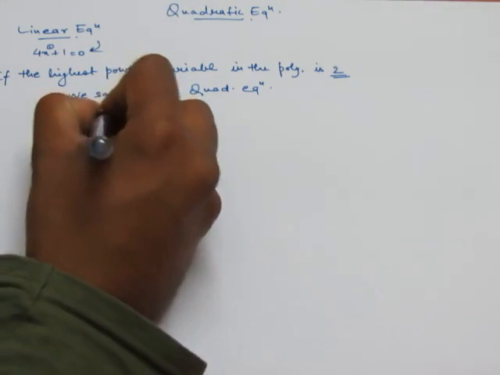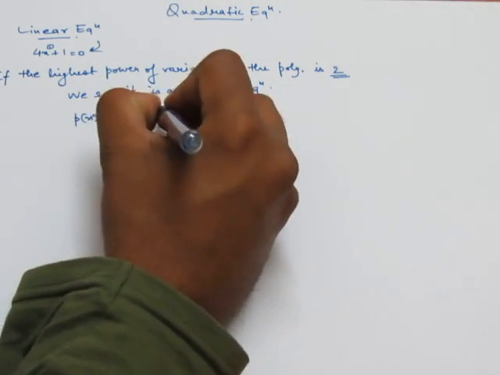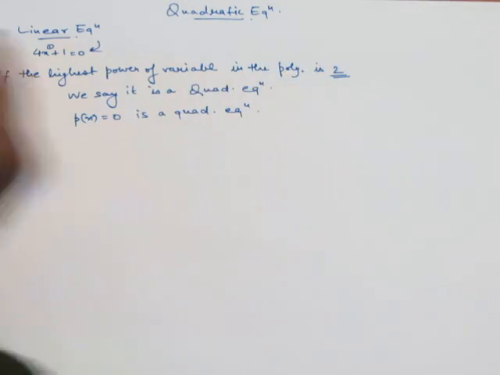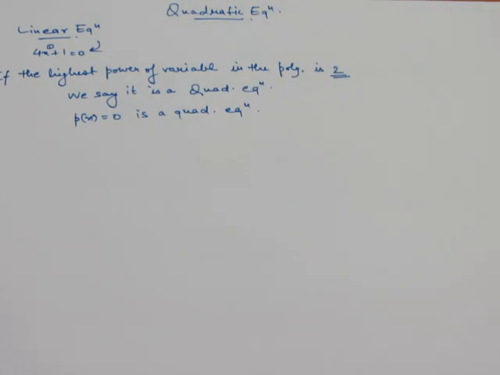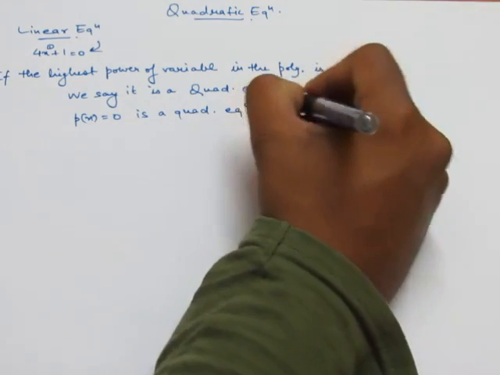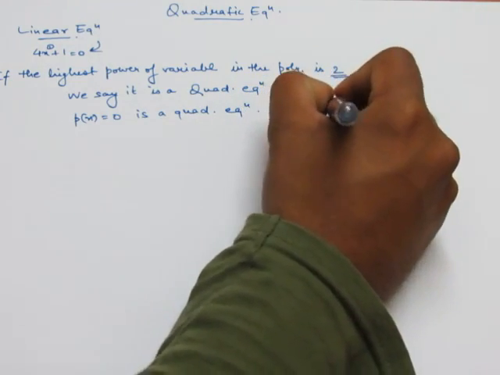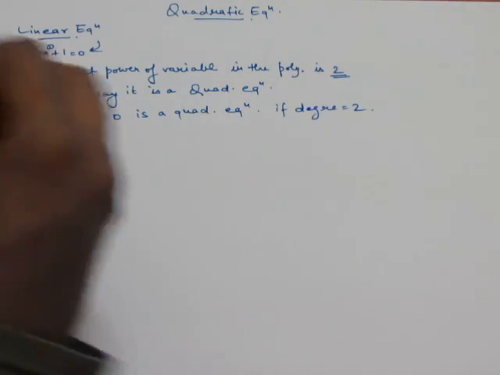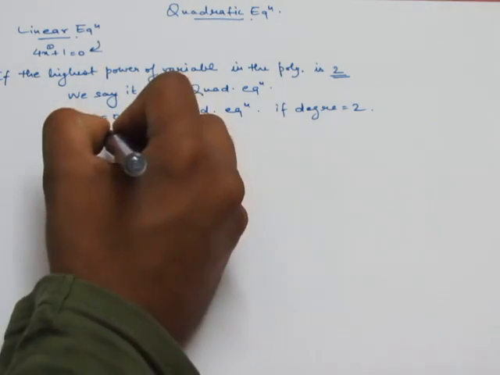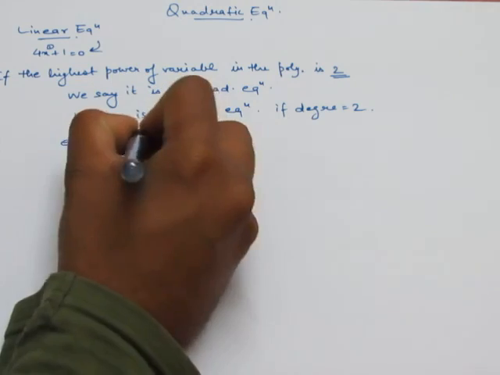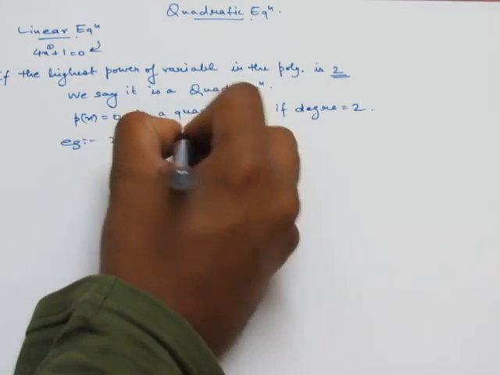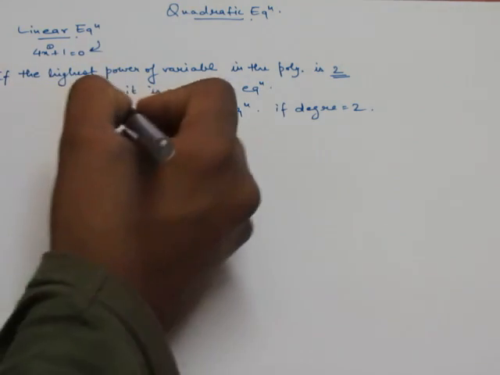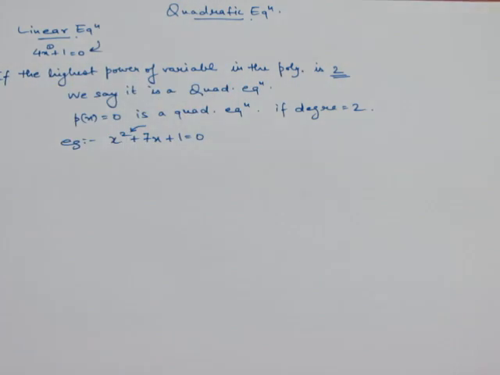So p(x) equals to 0 is a quadratic equation if degree equals to 2. For example, x square plus 7x plus 1 equals to 0. So here the highest power of x is 2.